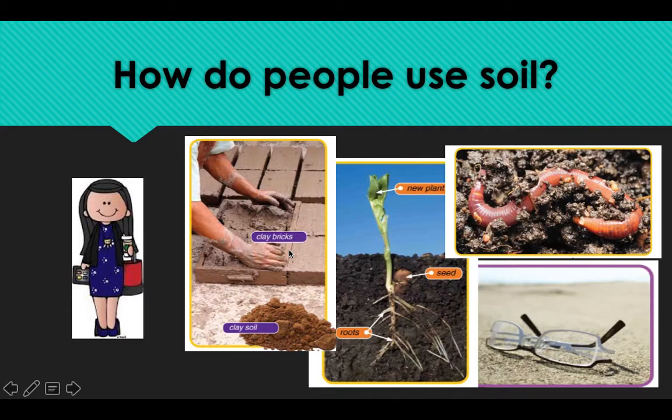Go ahead and pause this and think of any other ways you think we might use soil. Have you ever used soil in any of these ways? Maybe to plant a plant, or maybe you wear glasses.